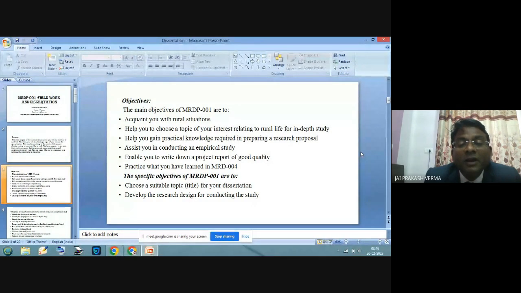If people are telling that this is happening in our particular community, but if you become formal with the people, formal relationship may not provide good data. If you become informal, if people feel that you are like a family member, then people will tell you about the realities. So you go and you must know about the language. You must behave like his or her community, and many more other things are important. We will discuss later. And practice what you have learned in MRD 004.